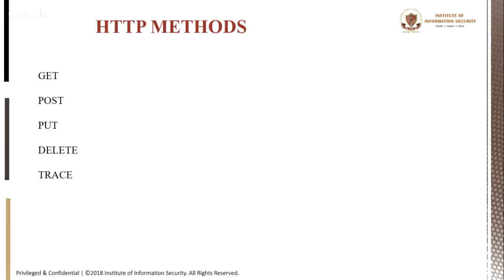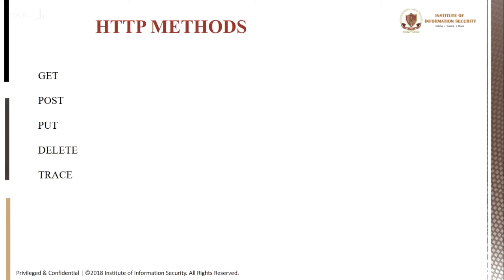As we all know, there are different HTTP methods used by REST: get, post, put, delete, trace. The get method is used to request a particular resource, and it retrieves the data. The post method is used to send data to the server, and it doesn't go in plain text in the URL; it goes into the request header. The put method is used to upload a specified resource. The delete method is used to remove a particular resource.